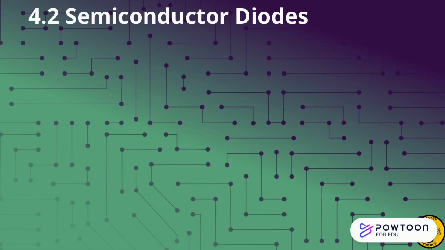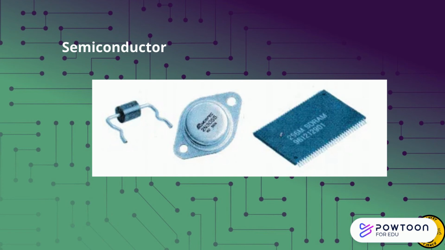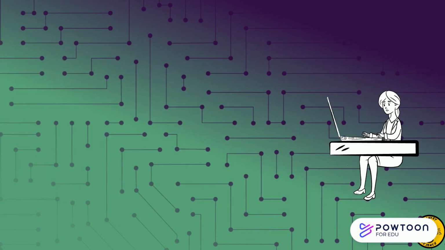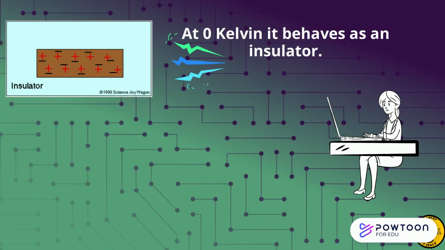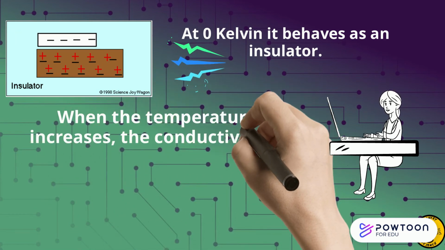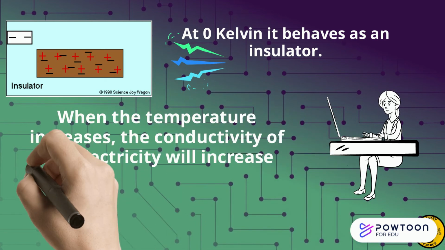Semiconductor diodes. Semiconductors. A material that has an electrical conductivity between that of a conductor and an insulator. At 0 Kelvin, it behaves as an insulator. When the temperature increases, the conductivity will increase because its resistance will be lowered.